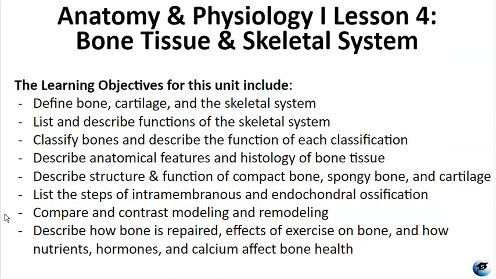In this unit, we will learn about bone, cartilage, and the skeletal system, functions of the skeletal system and each type of bone, how bones are classified, the anatomical features and histology of bone tissue, the steps of intramembranous and endochondral ossification, the processes of modeling and remodeling, how bone is repaired, the effect of exercise on bone, and how nutrients, hormones, and calcium affect bone health.